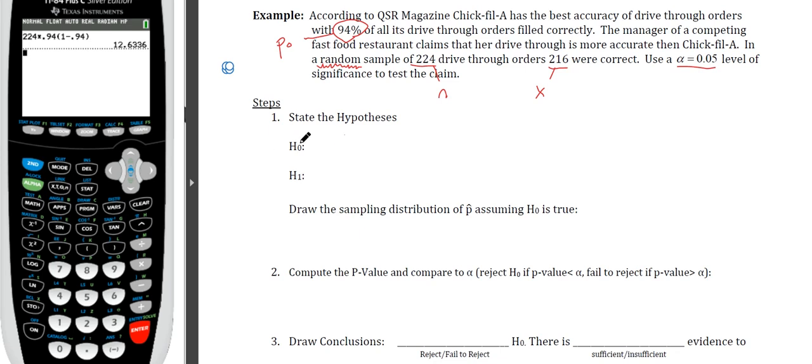First, we set up the null hypothesis. A null hypothesis is going to be set on our value p. We're looking at proportions. And our null hypothesis is that we assume that it is the same or no different than Chick-fil-A at 0.94. However, he or she wants to show that it is more accurate, so greater than 0.94.